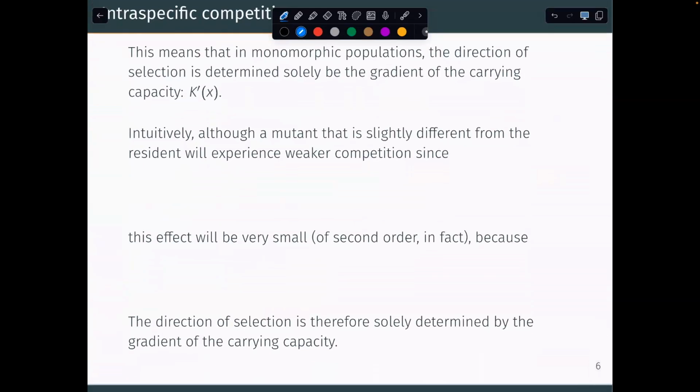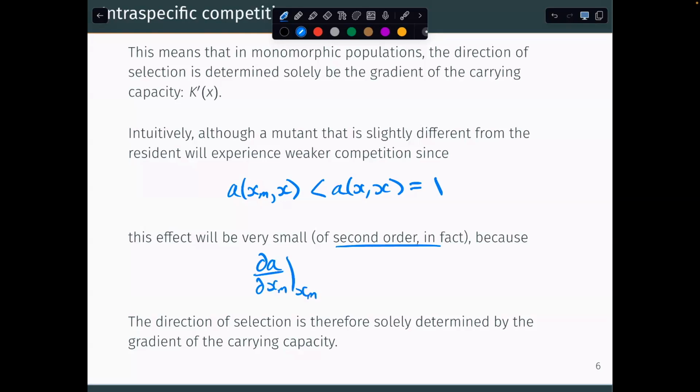like I said, although a mutant will be slightly different from its resident, its competition function, a of xm of x, is always going to be less than a of xx, which is equal to 1. Although this is always true, this is always going to be a very small effect. It'll always be an effect of second order because this derivative is equal to 0. Okay.